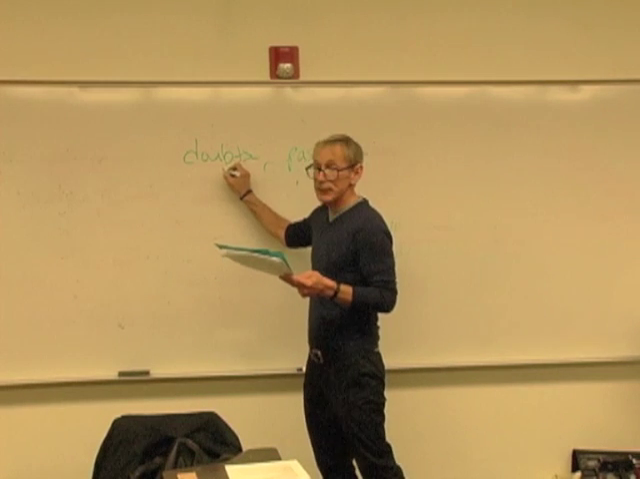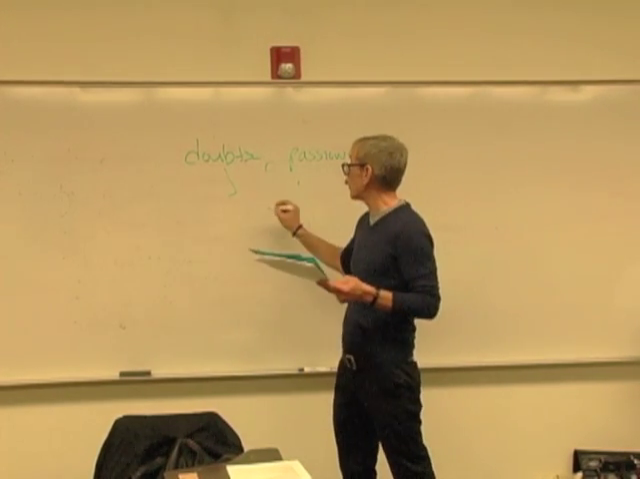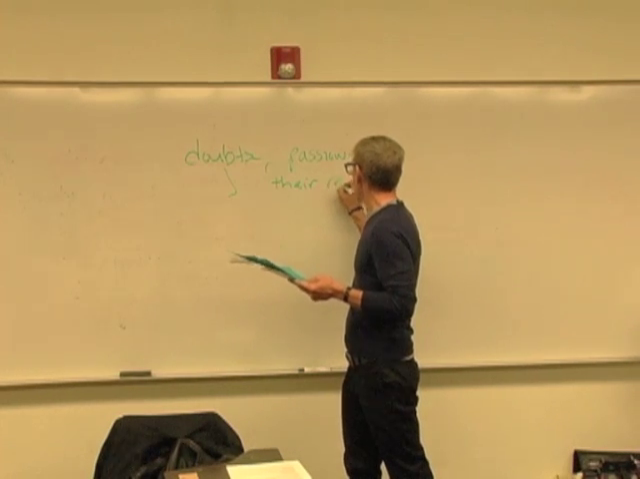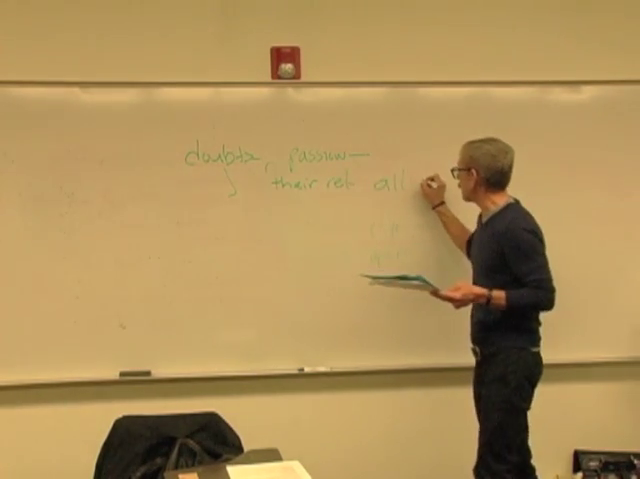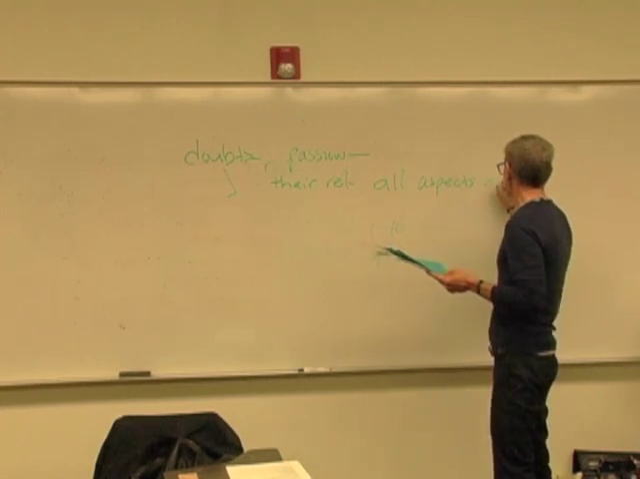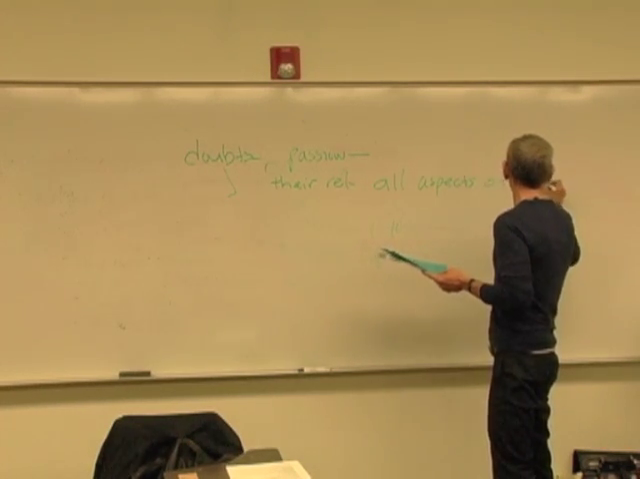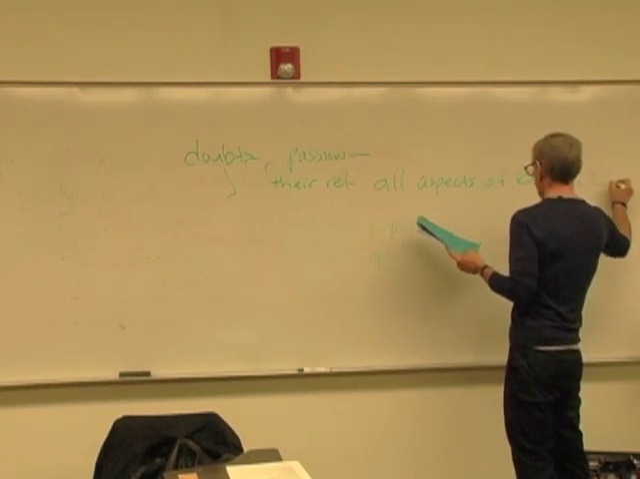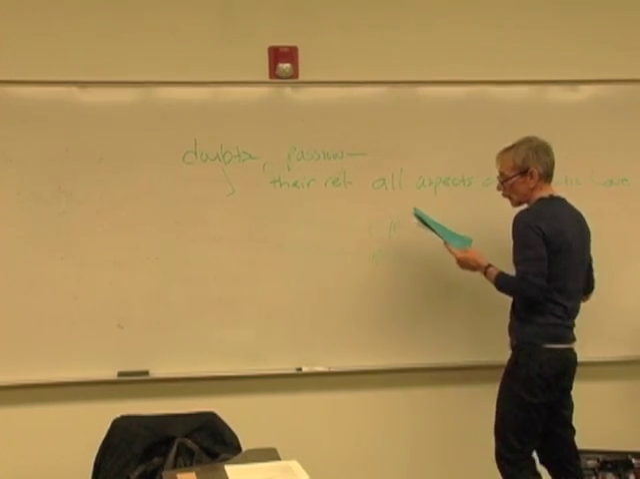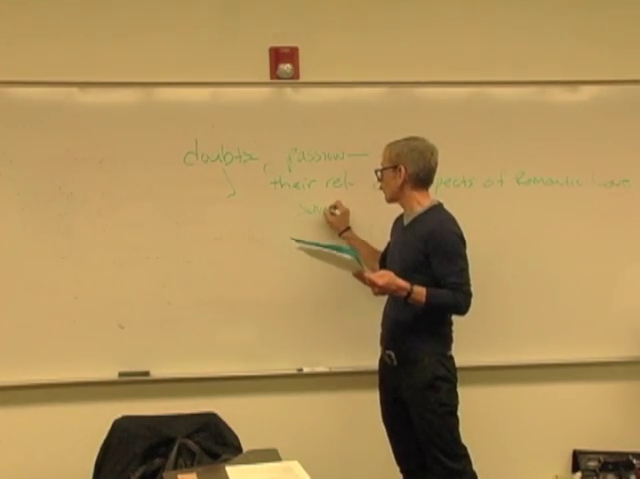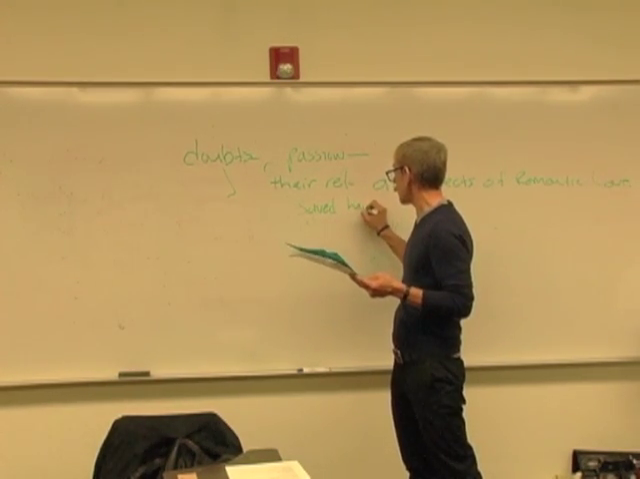He believes, because remember we talked about beliefs before, that their relationship should have all aspects of romantic love. And I don't know where these aspects came from, but they came from somewhere. And again, as I said before, that she should have saved herself for him.